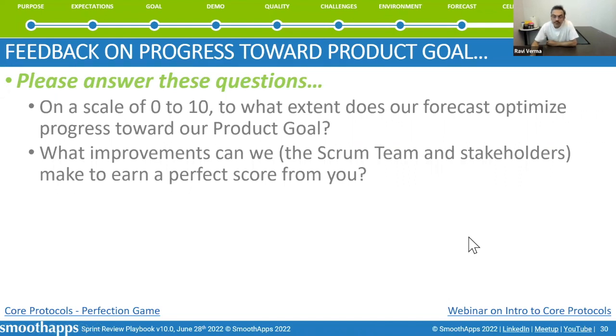Ask them. Similar perfection game if you want. Use a liberating structure. Get their feedback. How can we improve progress towards our product goal?